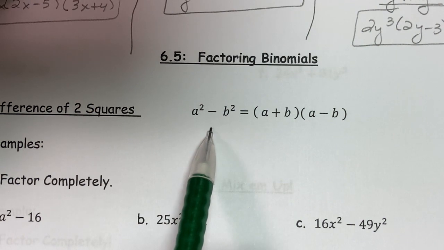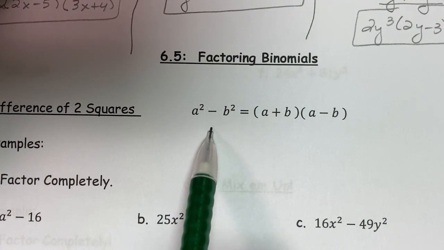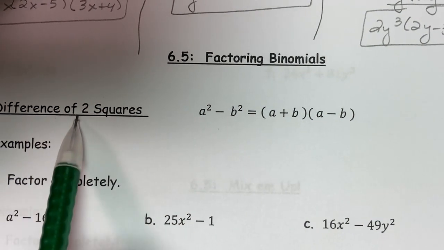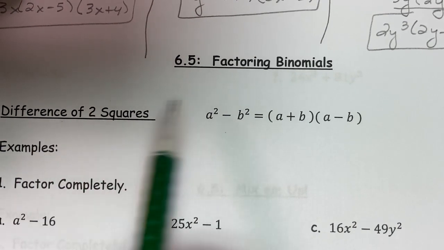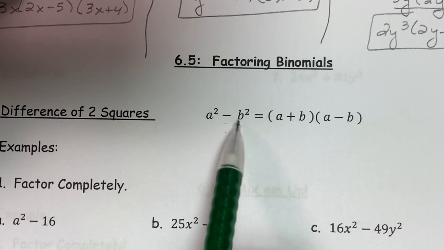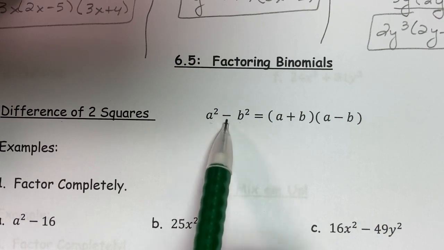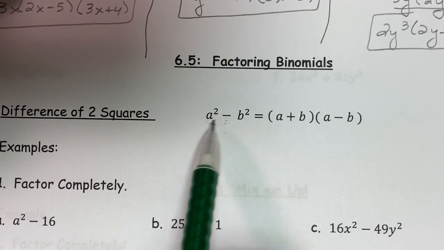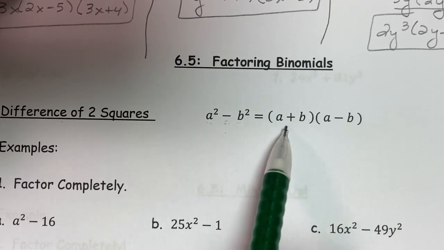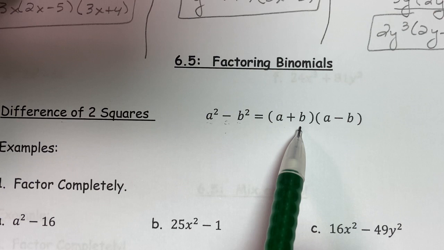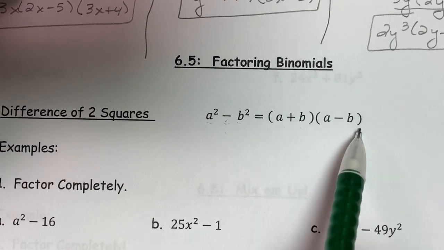If we look at this, one of the types of factoring is the difference of 2 squares. Remembering difference means subtraction, so it's the difference of 2 perfect squares. If you are looking at the difference of 2 perfect squares, it will always factor into the square root of the first one plus the square root of the second one, and the square root minus the square root.